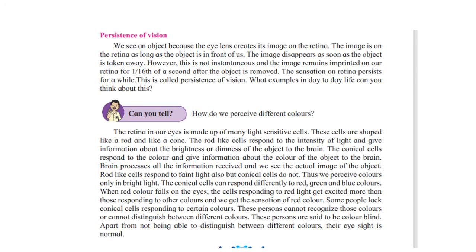Persistence of vision. This is a very interesting thing that we learn. Whenever we are seeing an object, the image is formed on the retina, and the image remains there on the retina as long as the object is in front of us. When you remove the object from in front of our eye, the image also goes away, but it does not go away immediately. The image remains for 1/16th of a second on the retina, even after the object is removed. This is called persistence of vision.